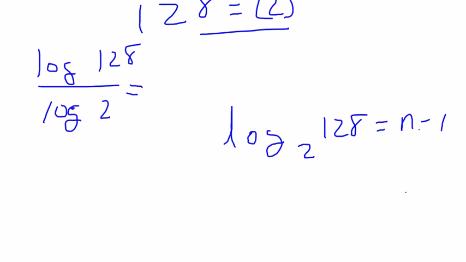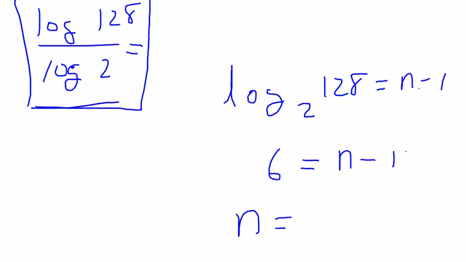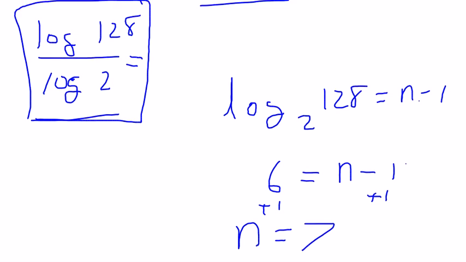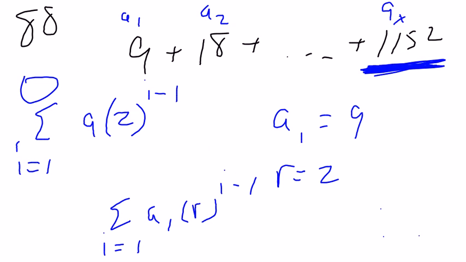Okay, some of you have this on your calculator. If not, then you're going to have to use this anyways. This is the change of base formula. So this is on your calculator. Put log base 2 of 128. This equals 6. 6 equals n minus 1. So n must equal 7. Because you add 1 to both sides. And then that's the number that goes right up here.